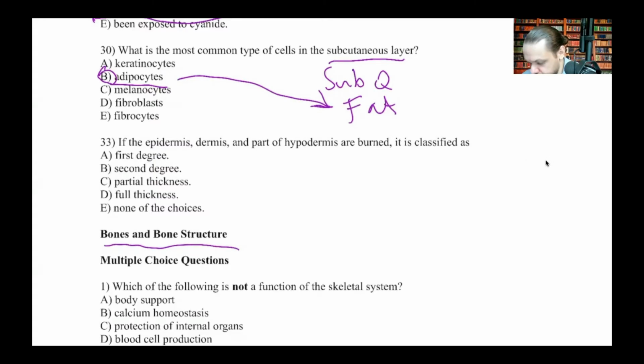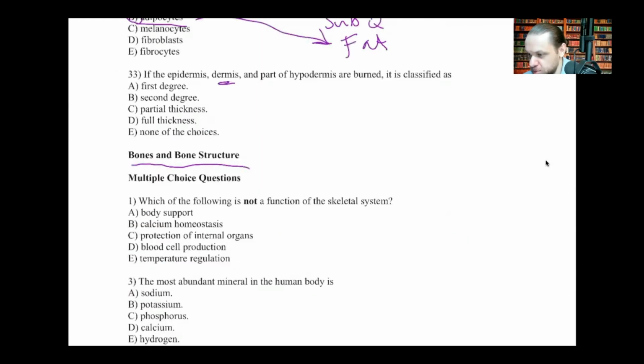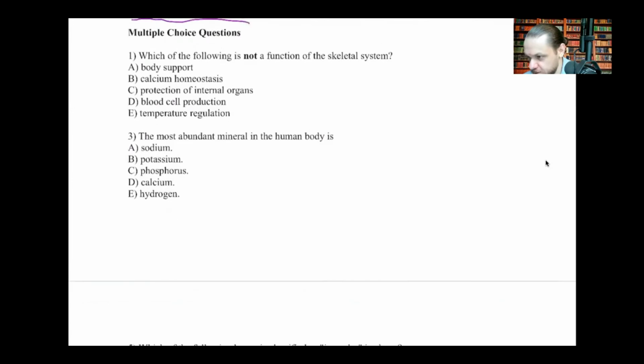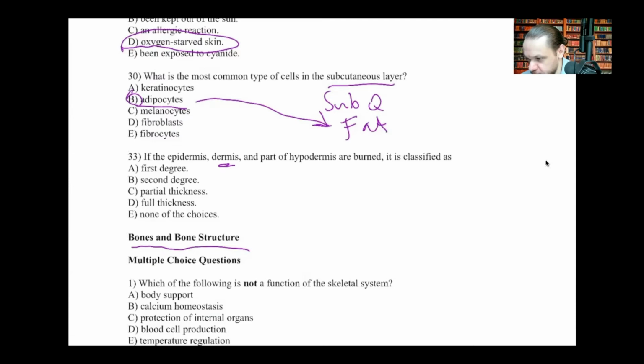Yeah. If the epidermis, dermis, and part of the hypodermis are burned, it is classified as a C, partial thickness burn. So when you get to the dermis layer, right? When you get to the dermis layer, so you're basically going forward. Let me just go back to this picture, right? So you are going here, right? So when you're getting to this level, you are a little bit deeper than the partial thickness. So at 33, you are at full thickness, right?